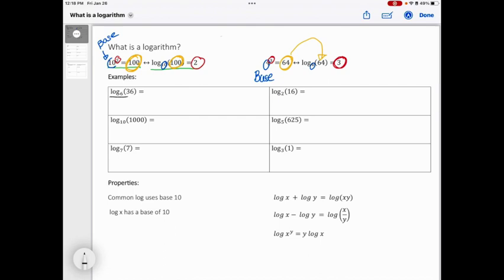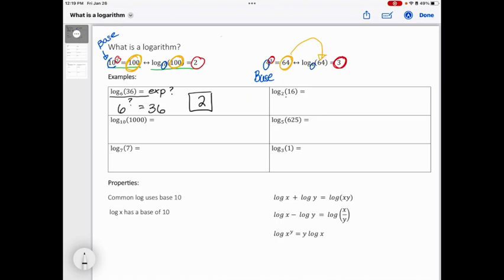So in this first example, it's saying the base is 6. The answer, when it's in exponential form, is 36. And this is saying, what's the exponent? So I would write this as 6 to what exponent would give me 36. So my exponent here is going to be 2. That's my answer here. So the log base 6 of 36 is equal to 2.